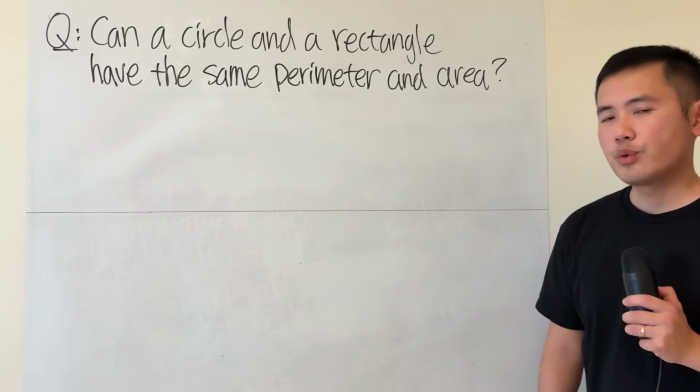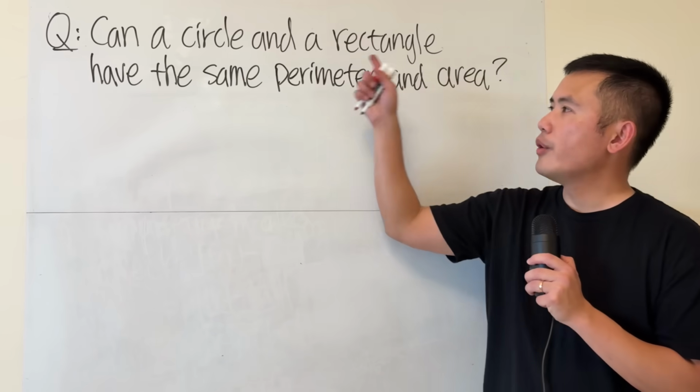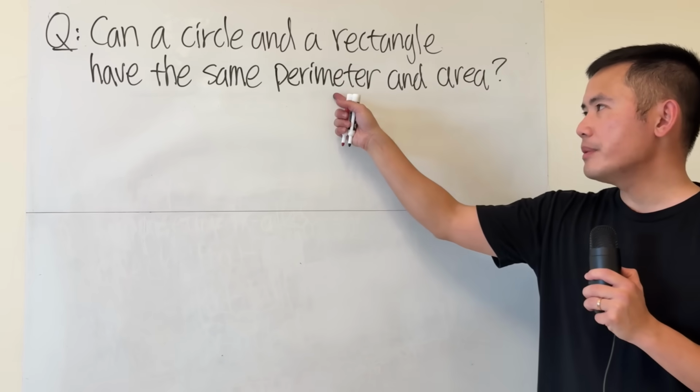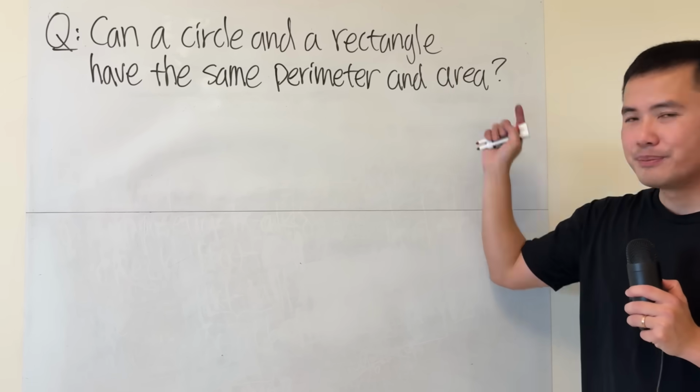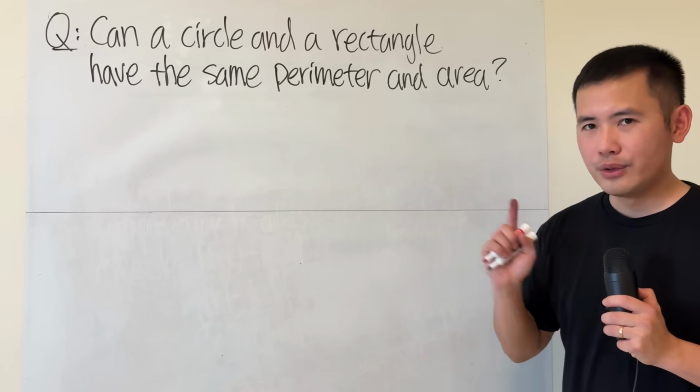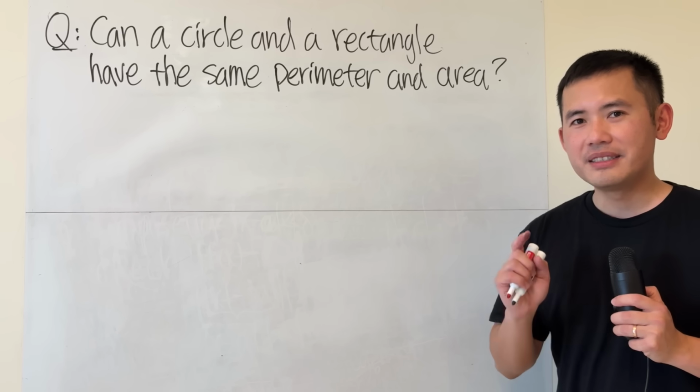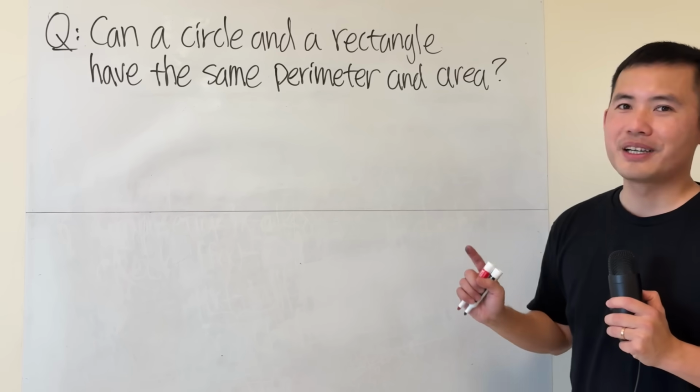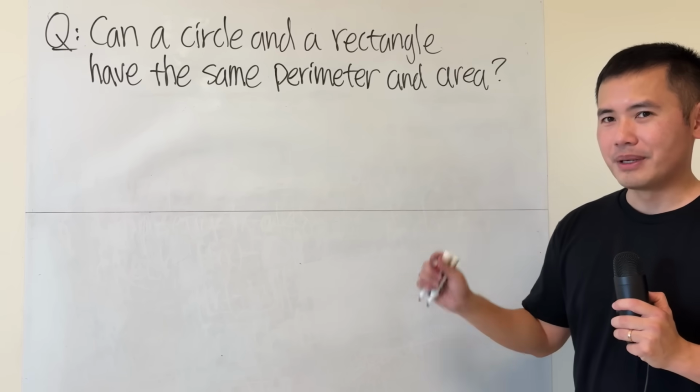So I just thought about this question the other day. Can a circle and a rectangle have the same perimeter and the same area? What do you think? If you say the answer is yes, then no, you are not correct. But if you say the answer is no, then yes, you are correct. Let's first talk about this right here.